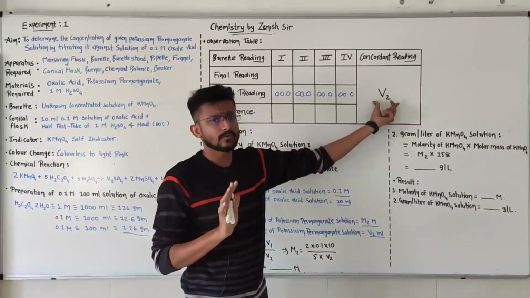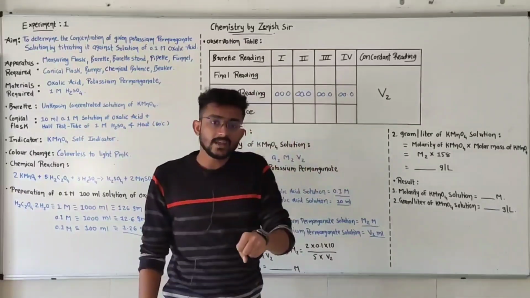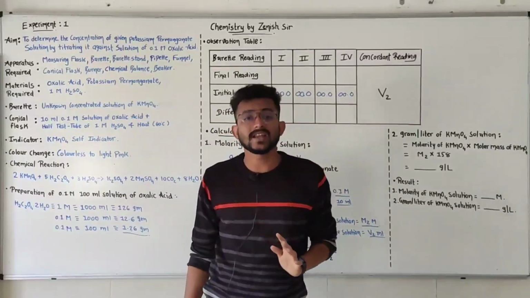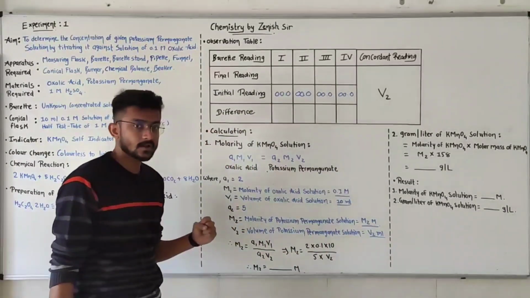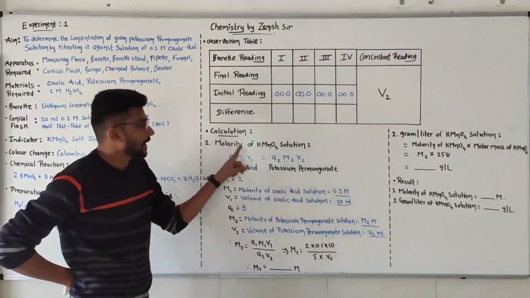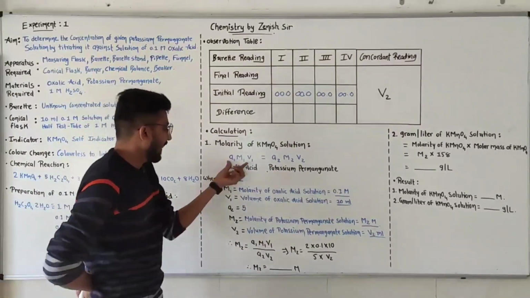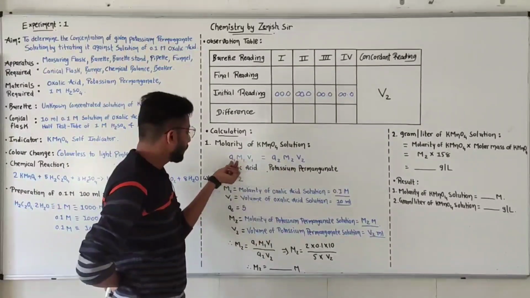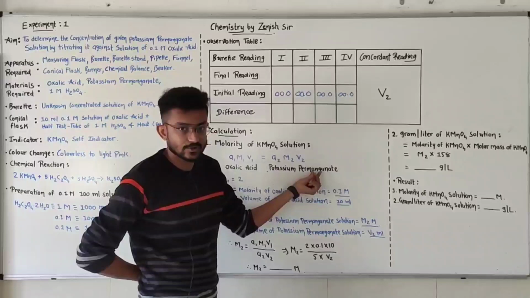Now what is V2? Volume of KMnO4. Remember that with this practical we calculated how much volume is required for 10 ml of oxalic acid. Now about the calculation part, how we are going to calculate the molarity. So the first thing will be the molarity of KMnO4. There is a formula for that in your textbook also. A1M1V1 will be equal to A2M2V2. Okay, where number 1 stands for oxalic acid and number 2 stands for potassium permanganate solution.